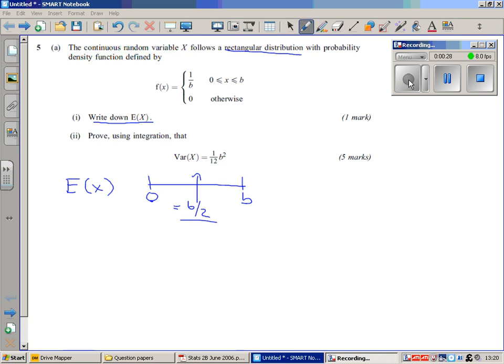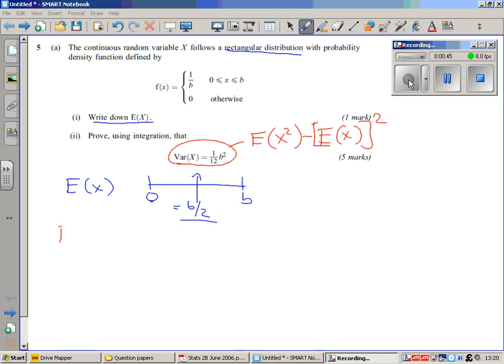But now we've actually got to prove that the variance is this, and so we can't just look at our formula books and do it. We need to remember our formula for this, the expected value of x squared minus the expected value of x, squared. So our first job is to find out what the expected value of x squared is. You'll remember that's the integral of x squared times the probability of x, times by 1 over b dx. And we're integrating that between 0 and b, here.